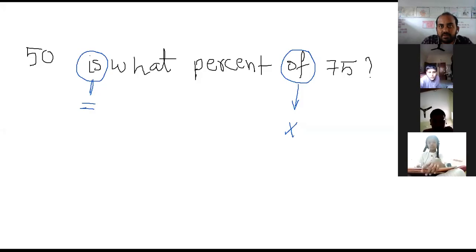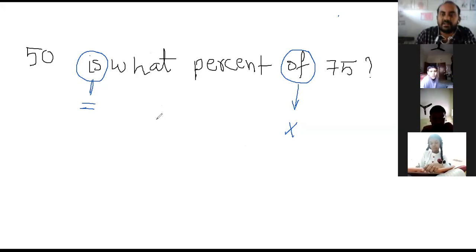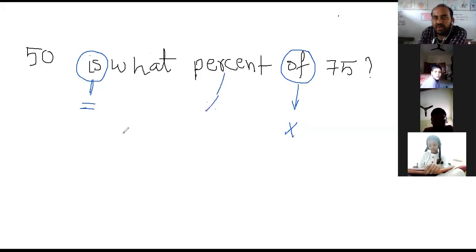Is equals to, right? Instead of, of, into. Yes. And the same, we also know what "what" means: what we have to find, something we have to find. And we know the percentage is a percentage symbol. Right? Now coming to how to form an equation.